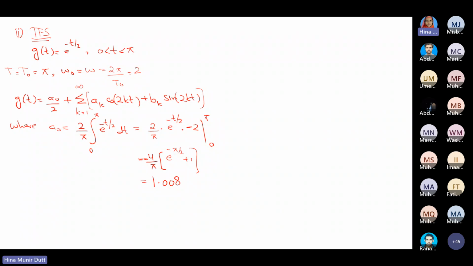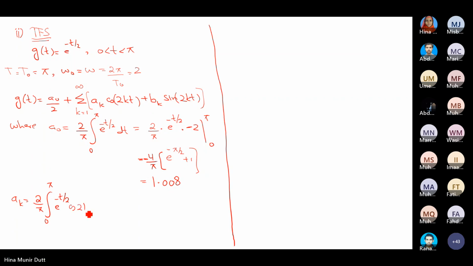So what is my ak? ak is equal to 2 over pi. Excuse me, ma'am. Yes, अब yes, मैम यहाँ पे सेकंड लास्ट स्टेप में e raised to power pi by 2 minus 1 नहीं आएगा? Yes, it's minus 1. Sorry. Thank you. But the answer is 1.008.